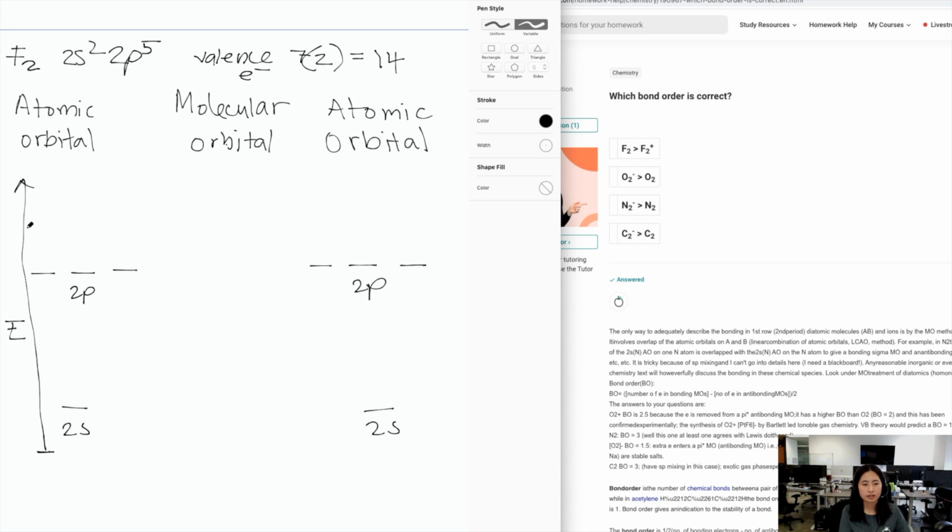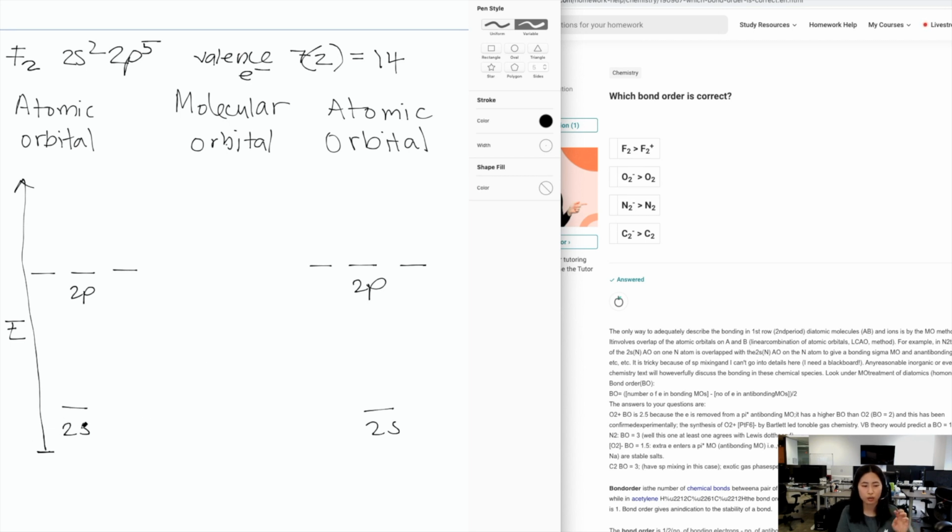You're probably wondering, why are you drawing 3 lines or boxes, right? If you think about the p orbital, you can actually fit 6 electrons inside these boxes. So 6 electrons is the max for a p orbital. That's why it's 3 lines right there. Okay, so we know that within the molecular orbital, we have sigma bonds and pi bonds, right? And we also have bonding and anti-bonding.